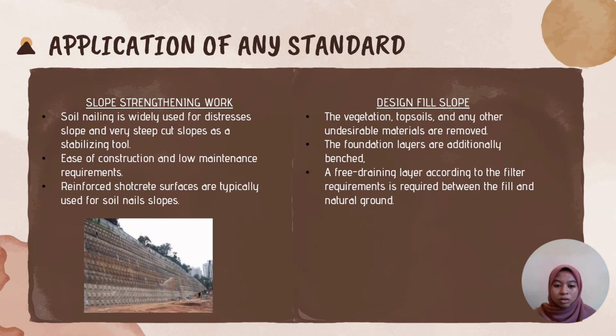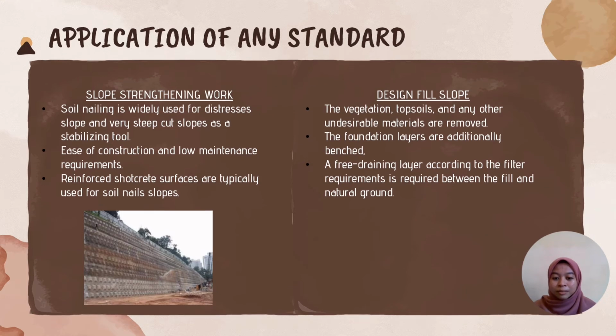Next is design field slope. Before depositing the field on a field slope, the vegetation, topsoil, and any other undesirable materials are removed. The foundation layers are additionally benched in order to anchor the field on an existing slope. To avoid the likelihood of high pore pressures developing and producing slope instability, a free draining layer according to the filter requirements is typically required between the field and natural ground, especially where there are existing intermittent streams and depressions.